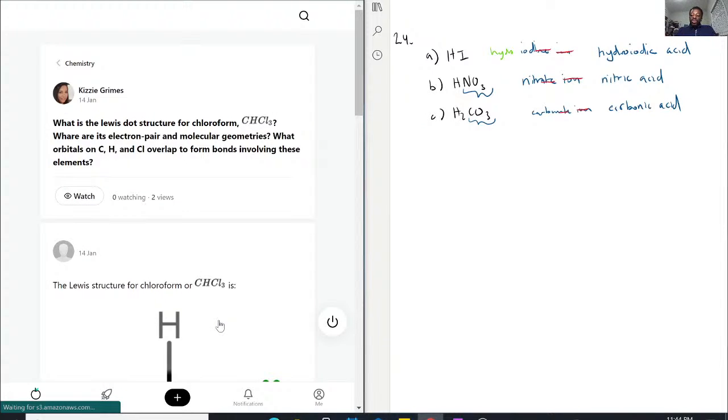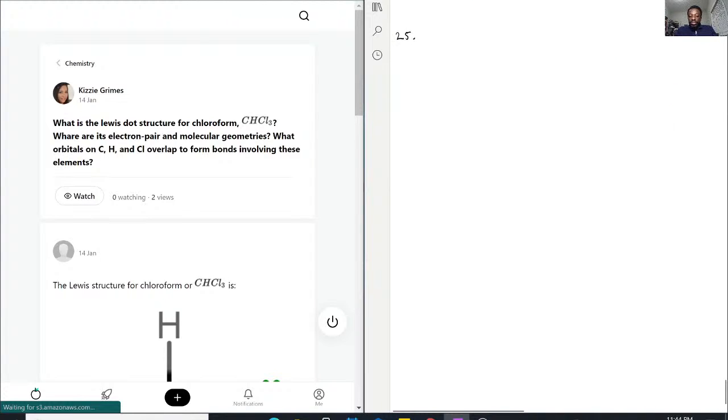So now we're going on to question number 25. We have: what is the Lewis dot structure for chloroform, CHCl3? And what are the electron pair and molecular geometries, and what orbitals on the C, H, and Cl overlap to form bonds involving these elements? This is definitely a tricky question, but let's try to break it down. So first things first, the Lewis dot structure for chloroform.